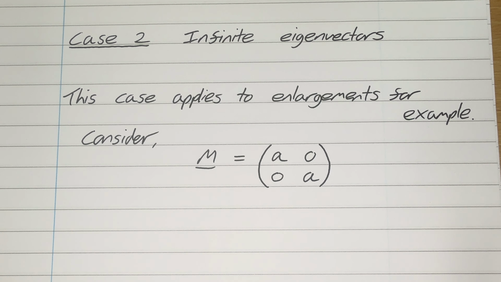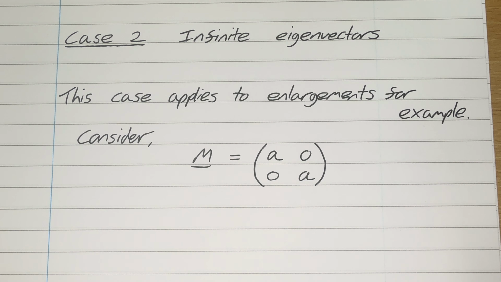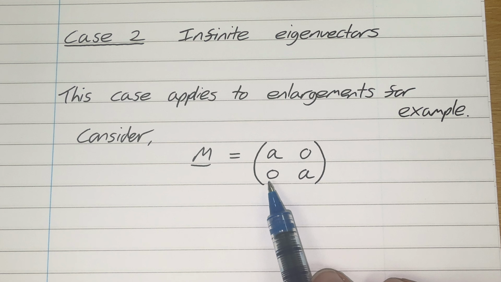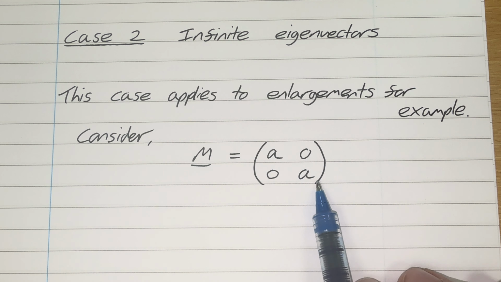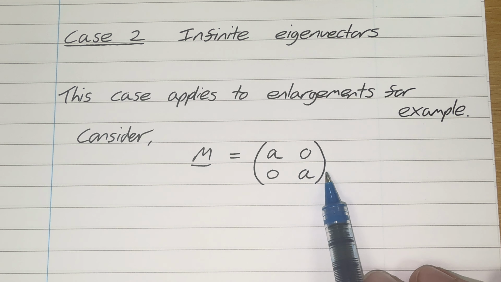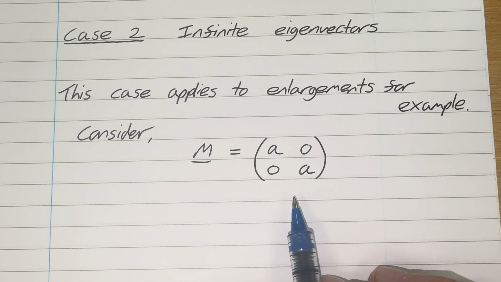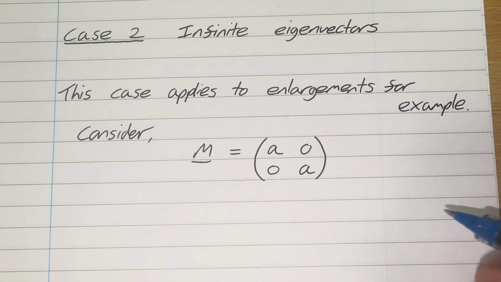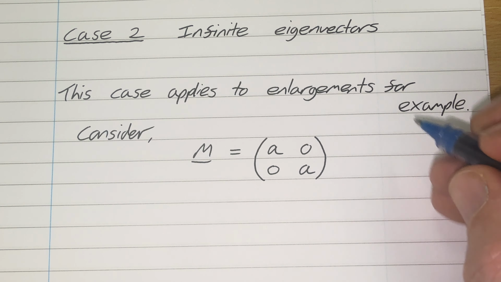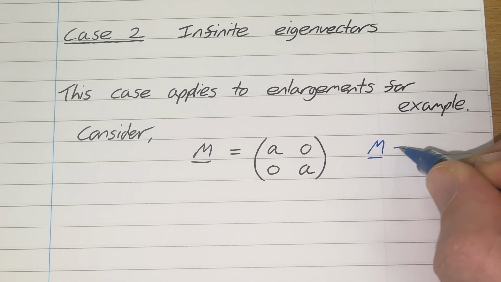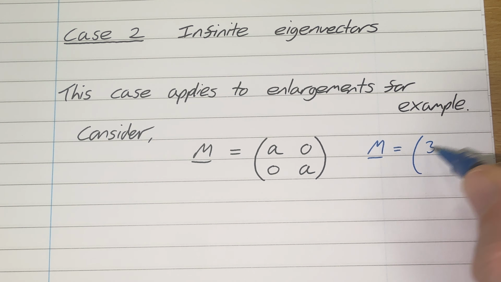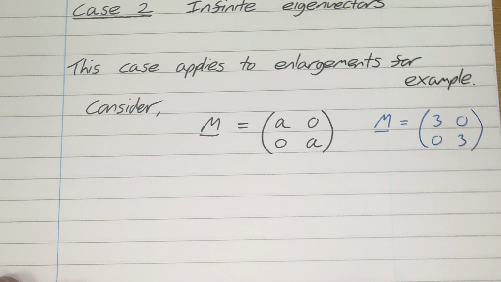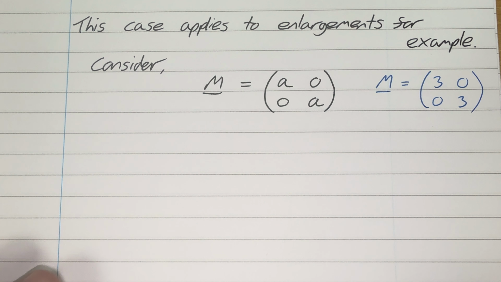Case 2 is going to occur, for example, when we have enlargements. So we're going to enlarge the 2D space centered on the origin. That's represented by this matrix here. And let's give a number to a. Let's say we're going to enlarge by a scale factor of 3. So let's do 3, 0, 0, 3, just to make it a numerical example. But you can apply the same theory to any letter a.